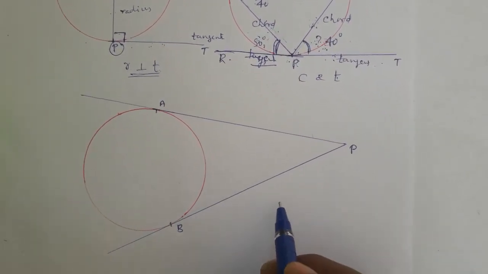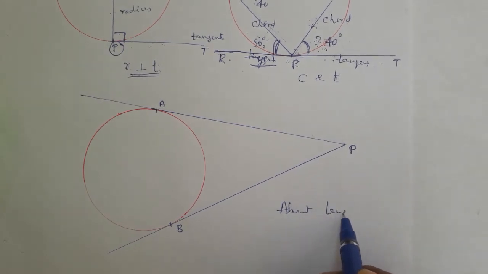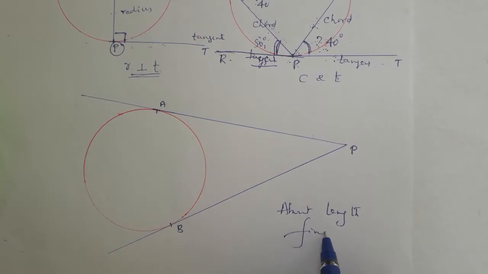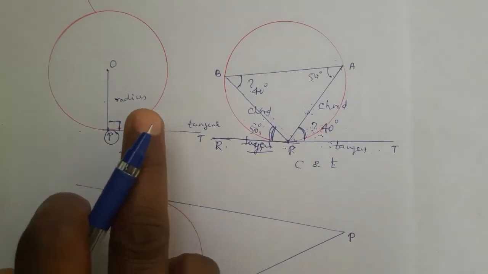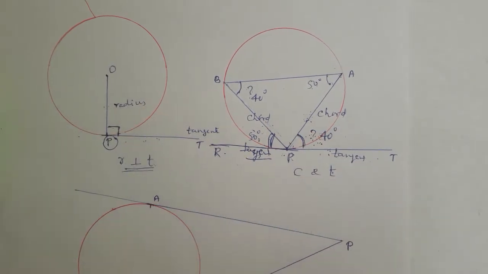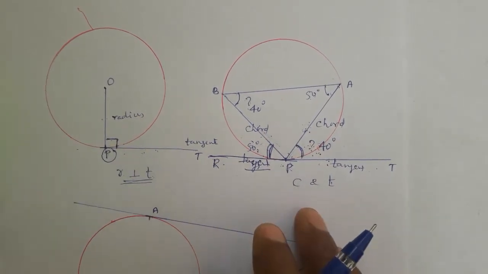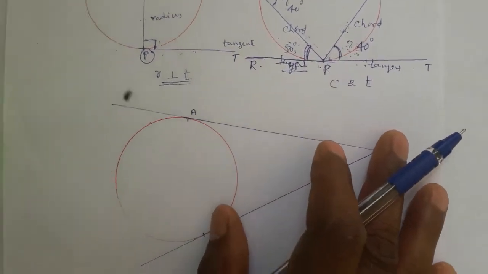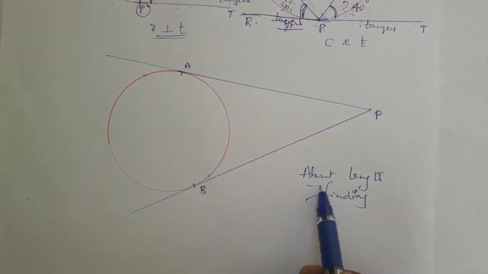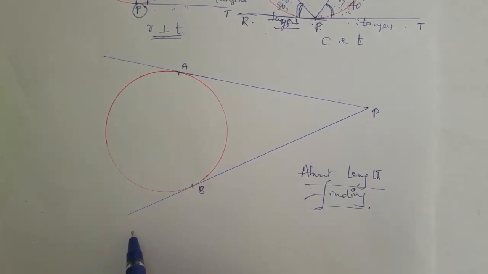The third theorem is about length finding. In circles, there are 5 theorems, and now 2 theorems are learned. These theorems say about angle finding. Here 90 degrees, here the alternate segment angle. But this theorem mainly explains how to find the length. This is the one theorem. It explains about length.